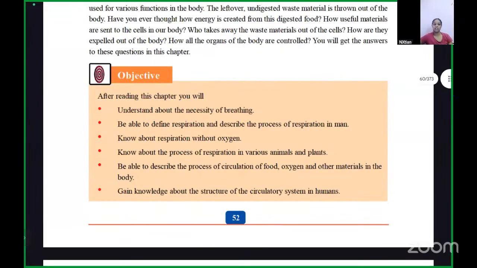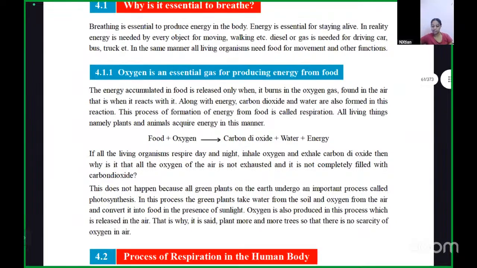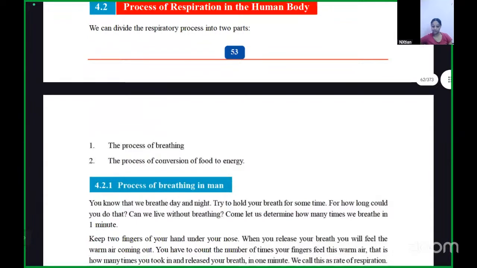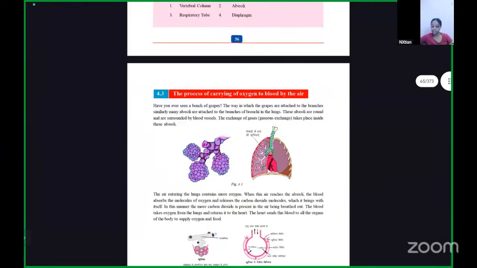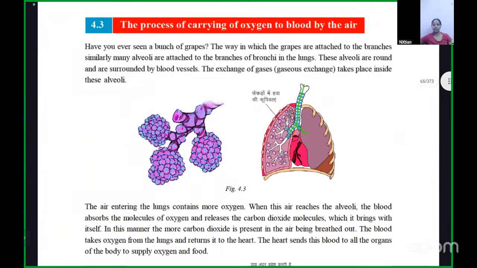Okay. So in the previous session, we did why is it essential to breathe. Then we saw the process of respiration, which has two parts. One is breathing, another one is the process of conversion of food into energy. We saw both of that. Now today we will start from 4.3, that is the process of carrying of oxygen to blood by air.